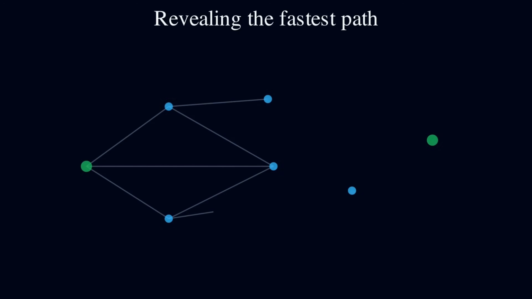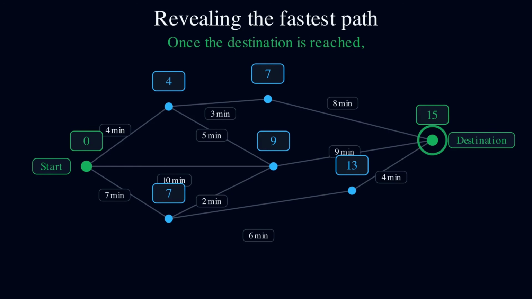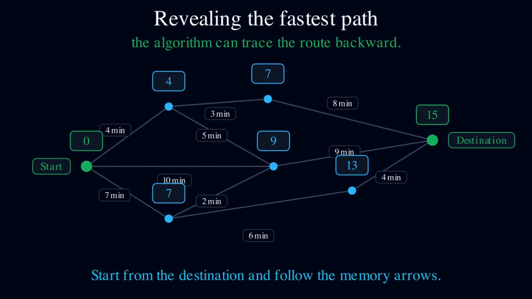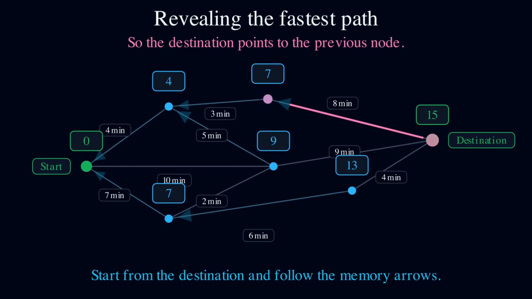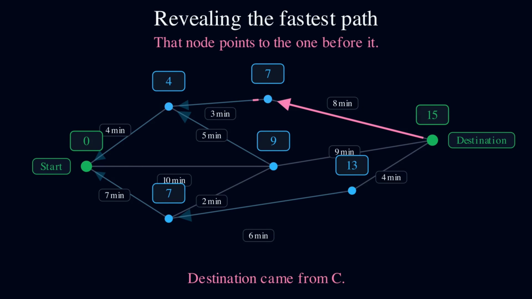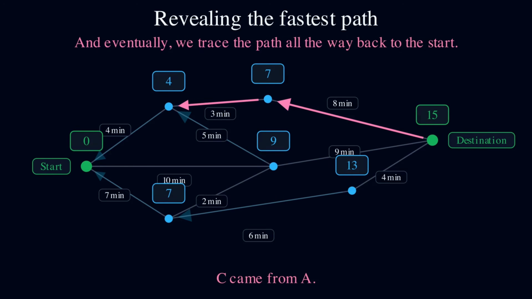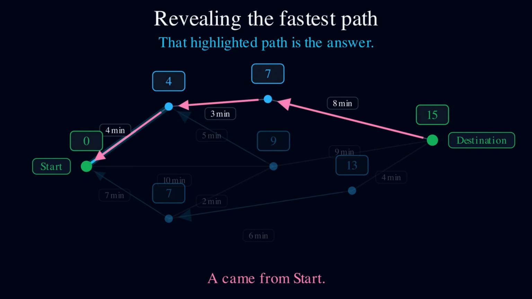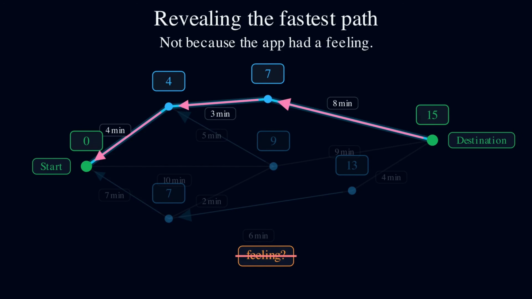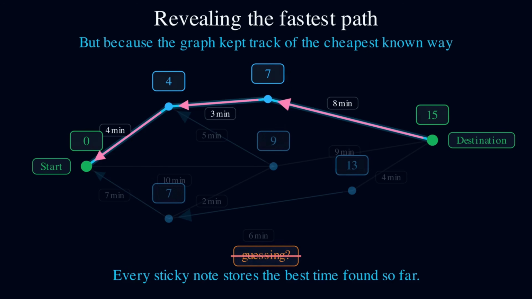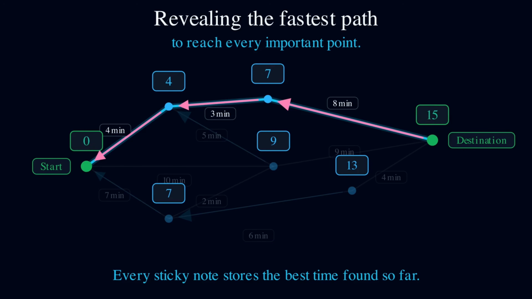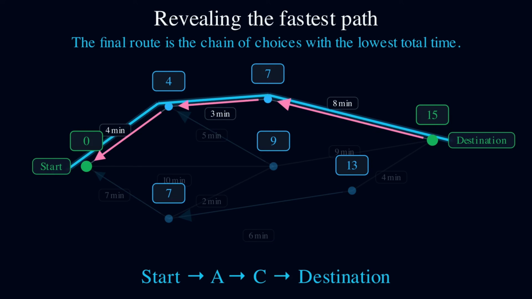And now, once the final destination is reached, the algorithm can trace the route backwards. Each node remembers where it came from, so the destination points to the previous node, and the one before it, and the one before it. And eventually, we're able to trace the path all the way back to the start. The highlighted path is the answer. Not because the app had a feeling, not because it guessed, but because the graph kept track of the cheapest known way to reach every important point. The final route is just a chain of choices with the lowest total cost.